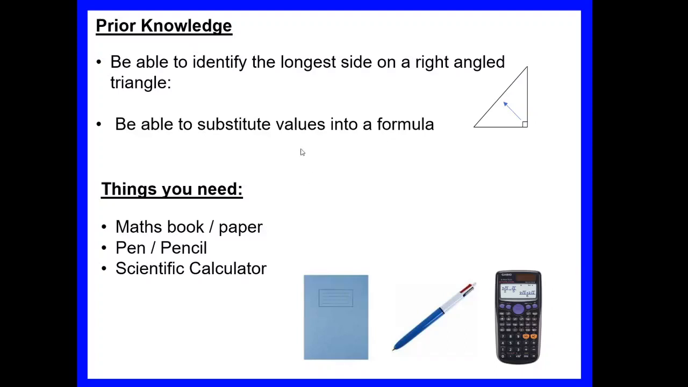To be able to complete this lesson, things you're going to need are your maths book or some paper to write on, a pen or a pencil, and most importantly for this lesson, a scientific calculator. Hopefully most of you should have this Casio type calculator, or the slightly newer version, but it does need to be a scientific calculator for today's lesson.